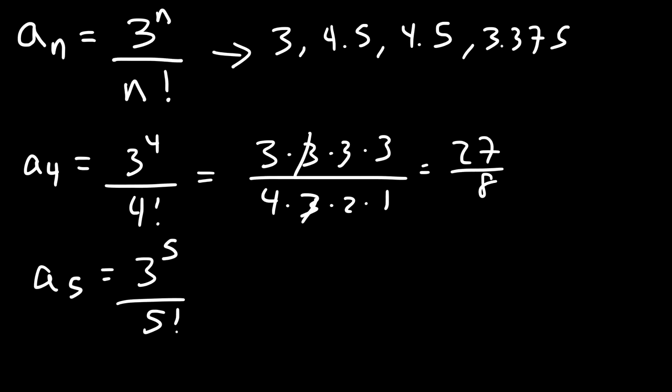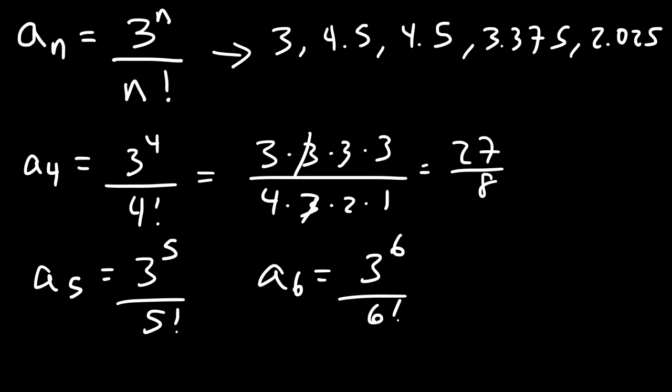I'm just going to type that one in. And so that's 81 over 40, which is 2.025. And then let's do one more. So 3 to the 6 over 6 factorial. That's 81 over 80, which is 1.0125. And we know that the 10th term was 0.01627.